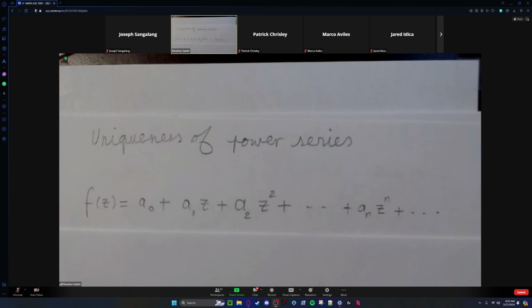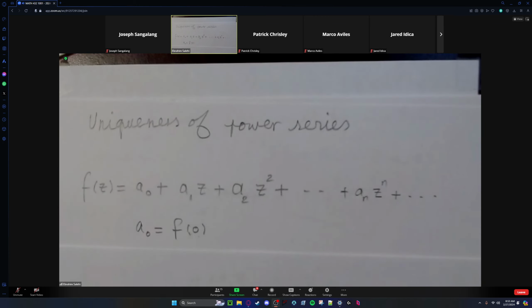So f of 0 on the left; on the right, all these terms will vanish. You get a0. So here comes a0. It is just the function evaluated at 0, right? And when you evaluate the function at 0, no way you can get two different results. So a0 is unique.